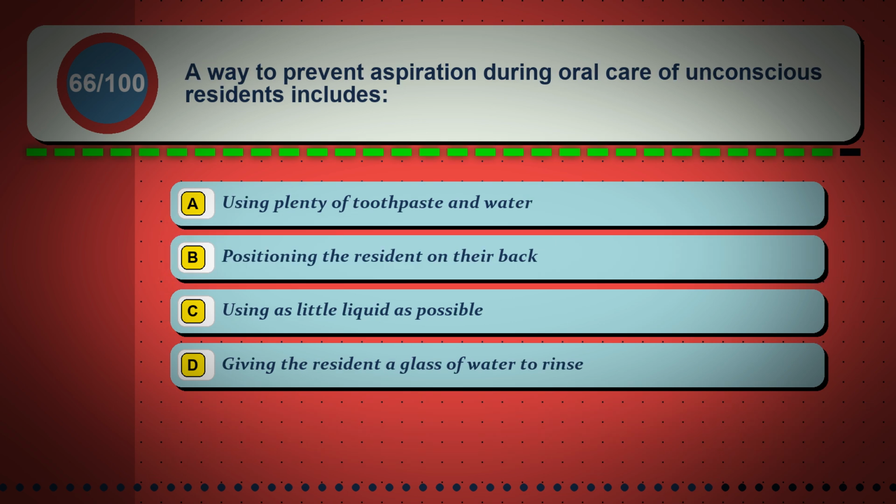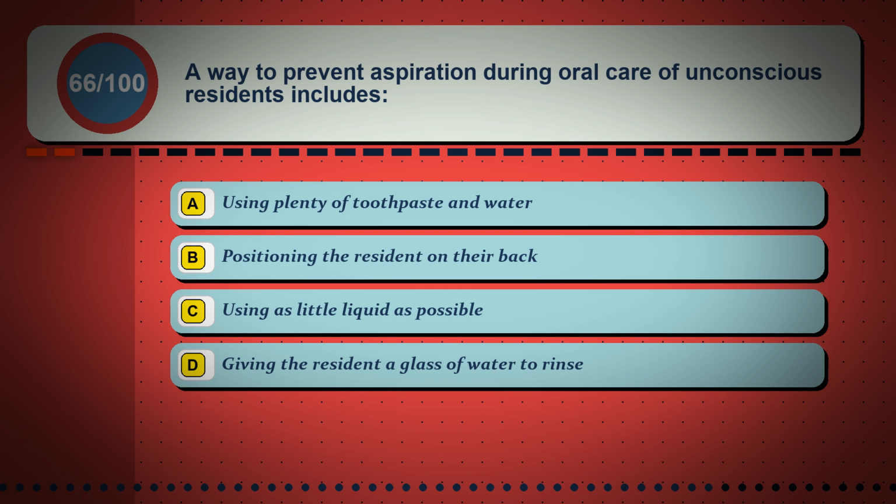Question 66. A way to prevent aspiration during oral care of unconscious residents includes: Option A, using plenty of toothpaste and water. Option B, positioning the resident on their back. Option C, using as little liquid as possible. Option D, giving the resident a glass of water to rinse.